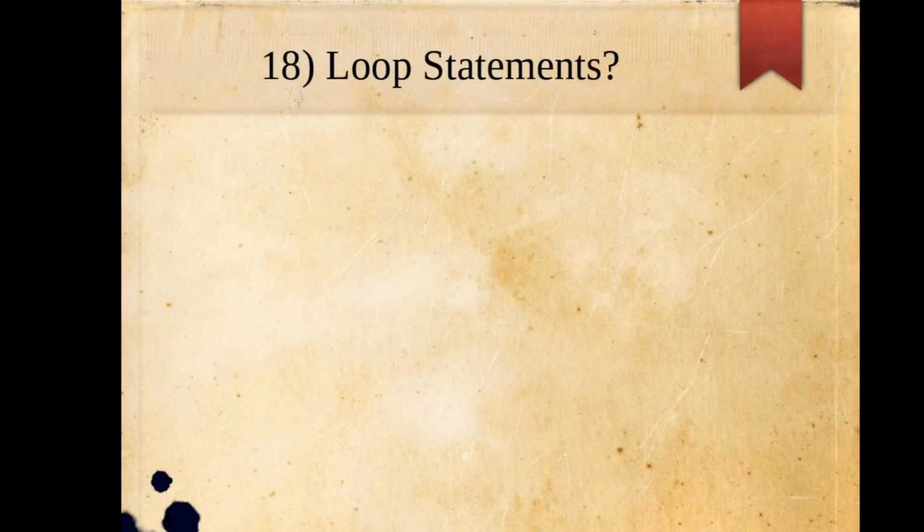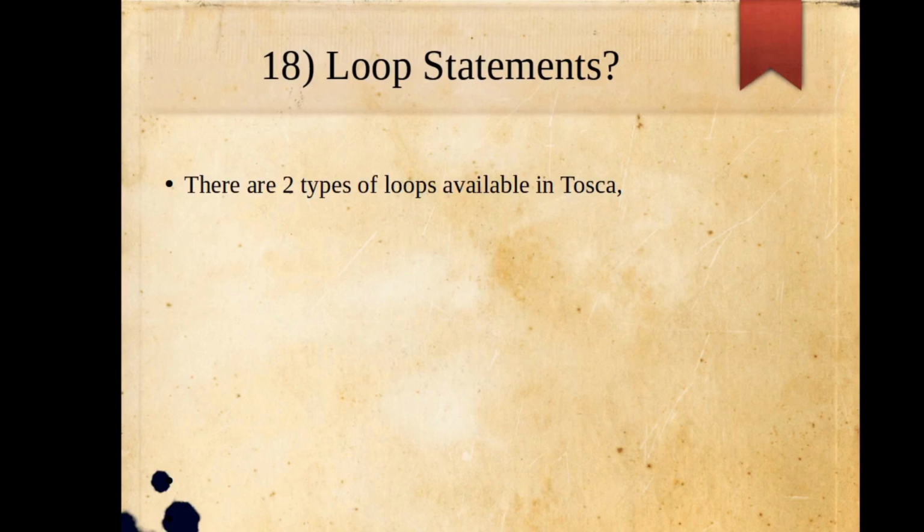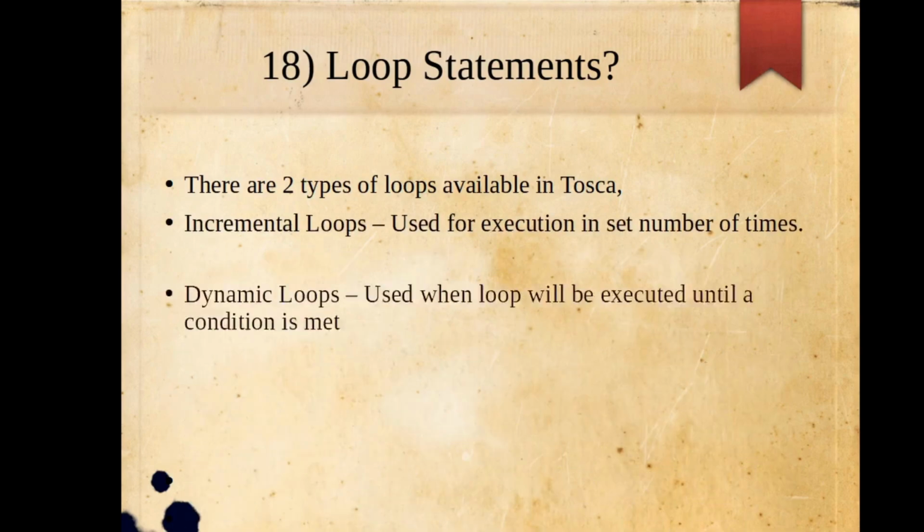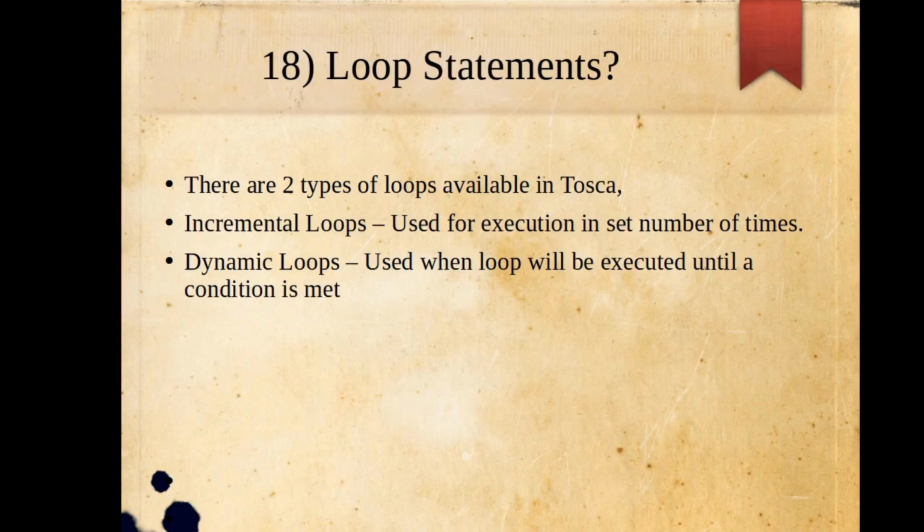Now coming to the loop statements, there are two different type of loops on a broader term. We have incremental loop and we have dynamic loops or conditional loops, if you could say. So incremental loops is where we can set it for a set number of times, like we discussed about the execution list where we can set the repetition. So that is what incremental loop which exists in Tosca.